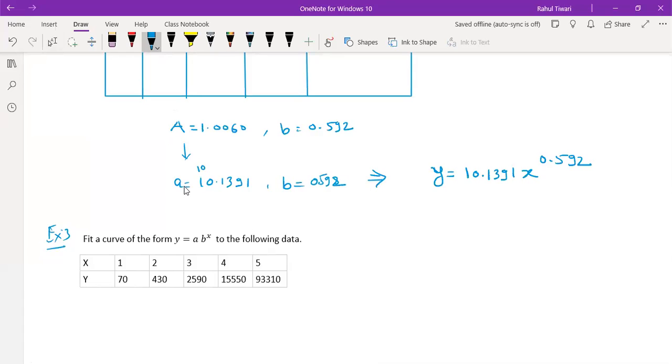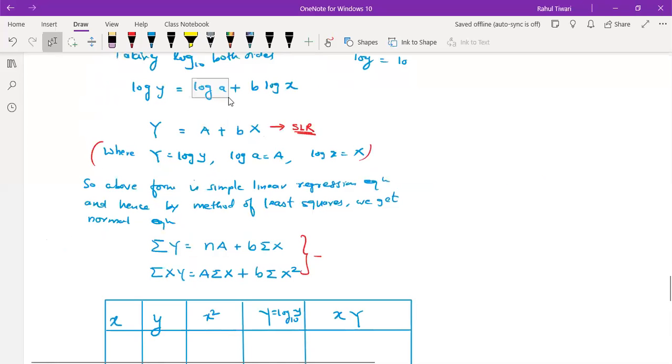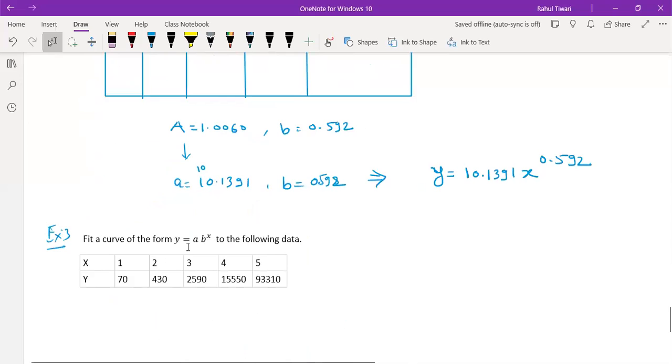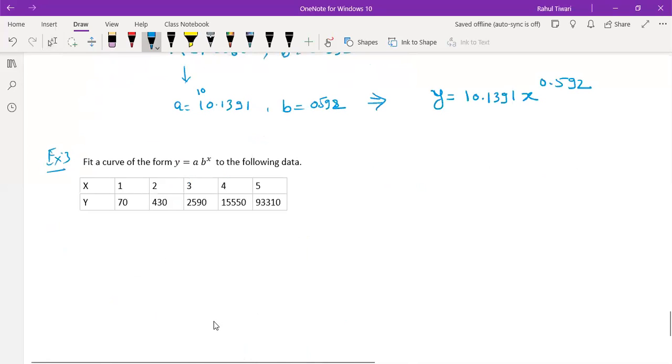Just check it and make sure that while writing capital A and small a, you make a difference. Because here we have assumed capital A becomes your log of A. Do not make this mistake. Okay. Similarly, you can consider this is exponential. So for exponential, what do you do? You need to take log of y is equal to log of A plus x times log of B.